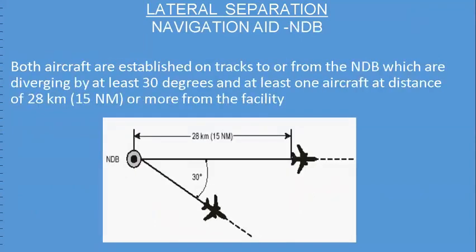Lateral separation based on navigation aid, NDB. Both aircraft are established on tracks to or from the NDB, which are diverging by at least 30 degrees, and at least one aircraft is at a distance of 50 nautical miles or more from the facility.